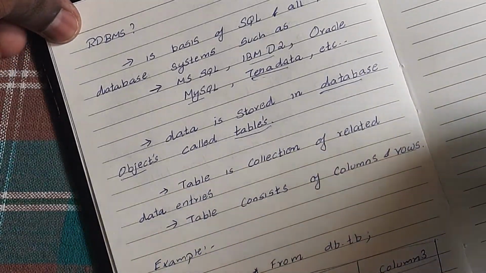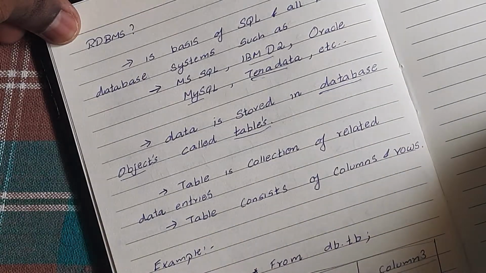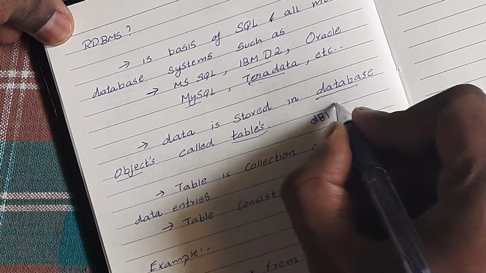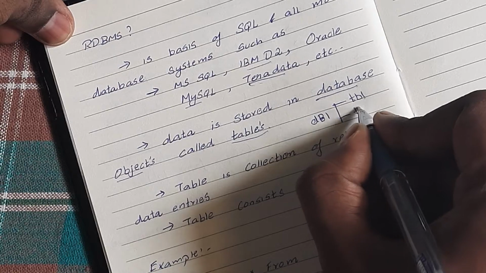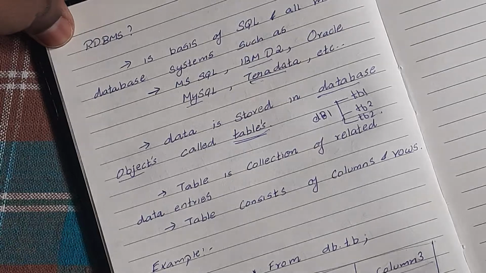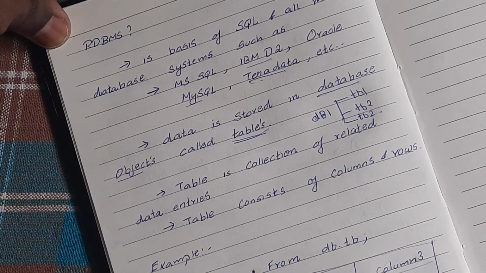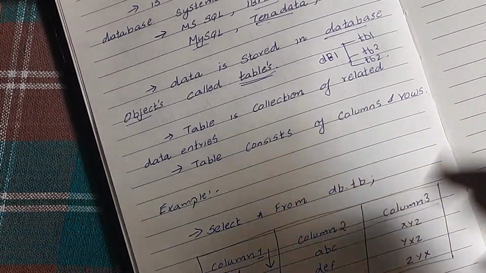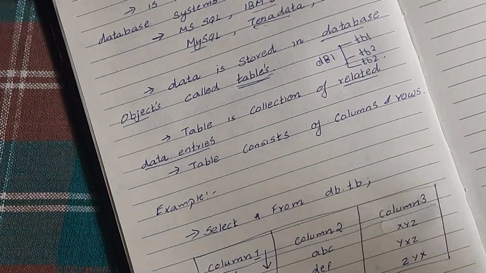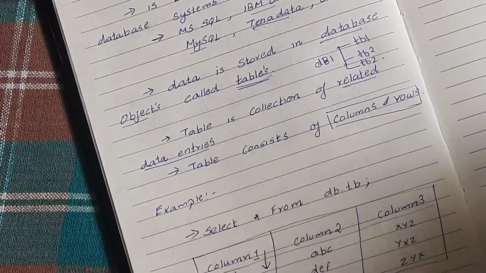In one RDBMS we have multiple databases. Inside each database we have multiple tables. Let's say in a DB1 we will have multiple tables, table 1, table 2, and so on. So the data will be stored in database objects called tables, and data resides in the table. A table is nothing but a collection of related data entries. A table consists of columns and rows.